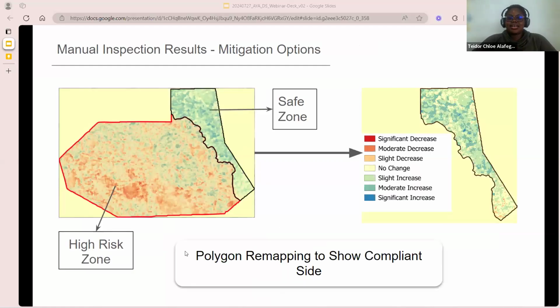As we see here, the high-risk zone shows a lot more forest loss than forest gain, which makes it completely non-compliant with the EUDR. But by updating the polygon based on the newfound data we got from the manual verification, we can ensure that only the areas with actual deforestation are flagged. And this allows for more precise risk attribution and prevents unnecessary consequences for areas that meet the regulation's criteria.